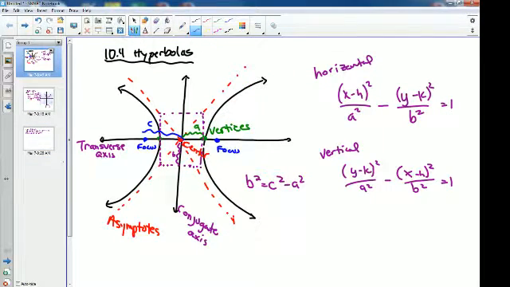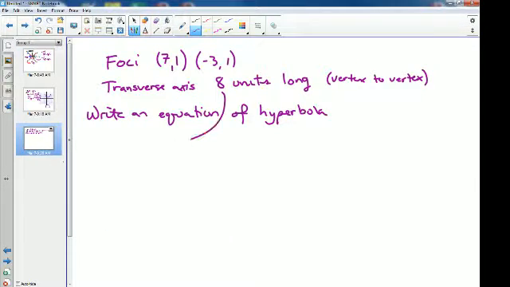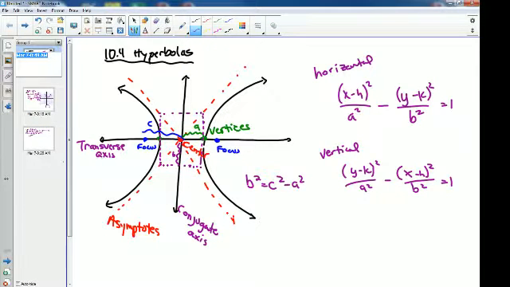Transverse axis, we can find the value of A, right? That's the value of A. Half of it, so the A is 4, right? So this tells me that A equals 4. It's half of the transverse axis. See transverse axis here? A is half of that. What about radii? Radius versus diameter. Yeah, it's a relationship. Good observation.